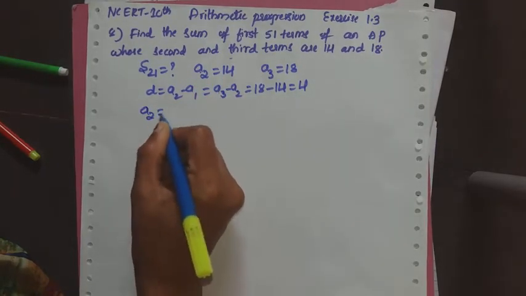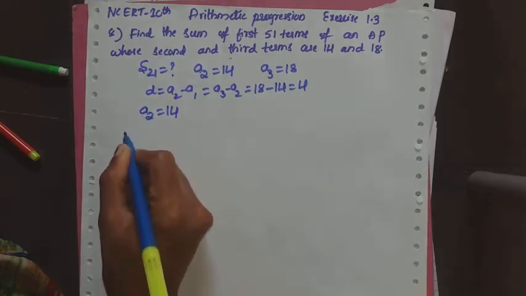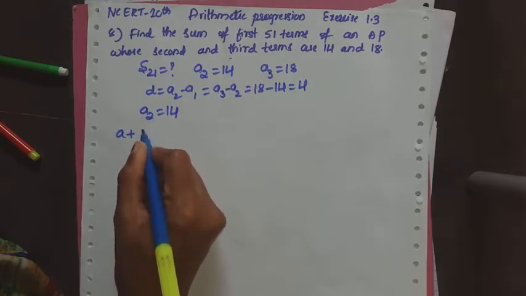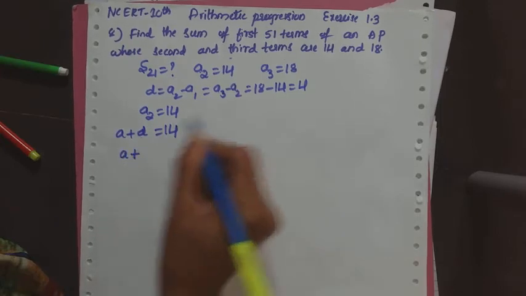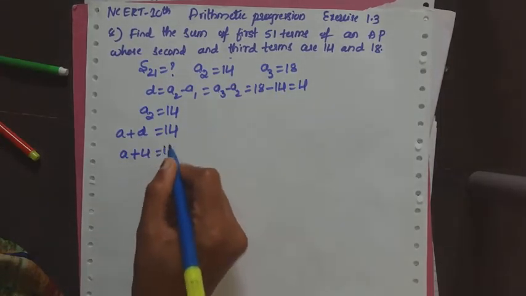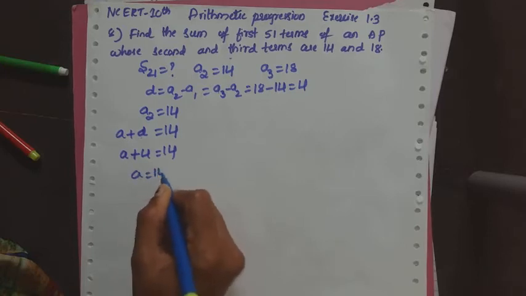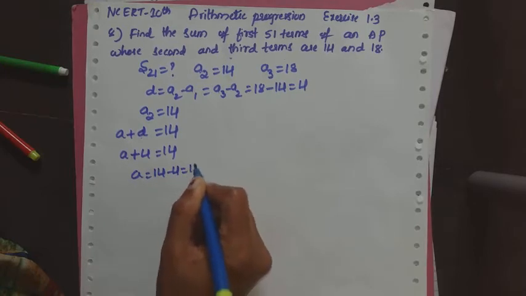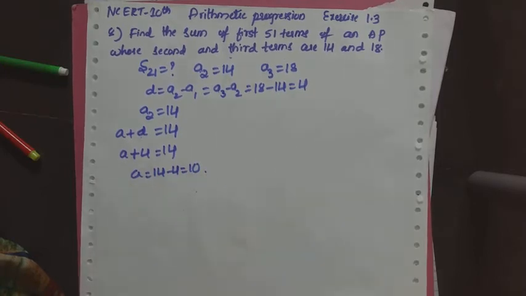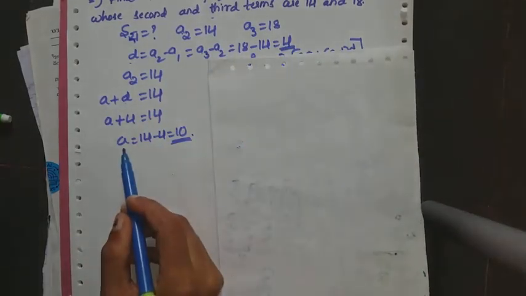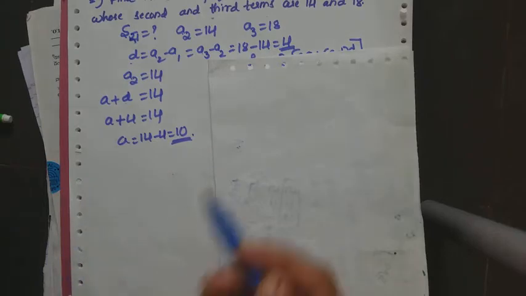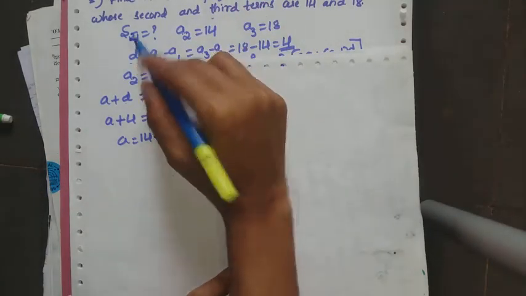Then we calculate using A2. We know A2 is 14. A2 can be written as A plus D equals 14. A plus D, with D being 4, equals 14. A is 14 minus 4, which equals 10. So now we have D as 4 and A as 10. Now we will find the sum of 51 terms.